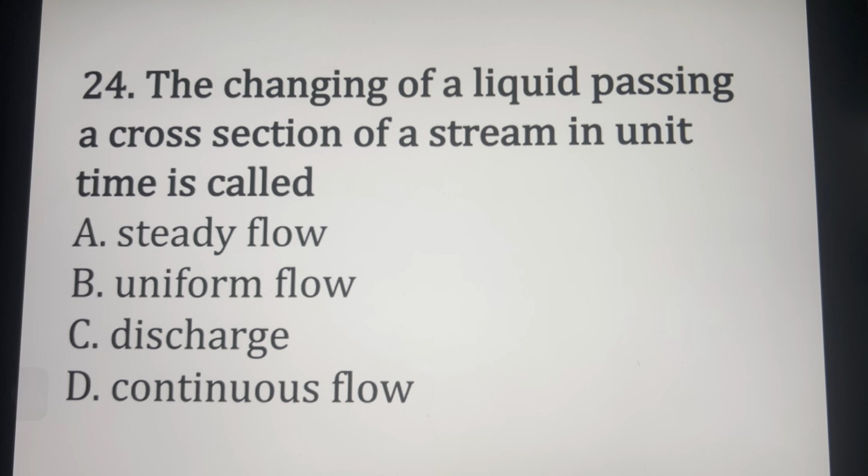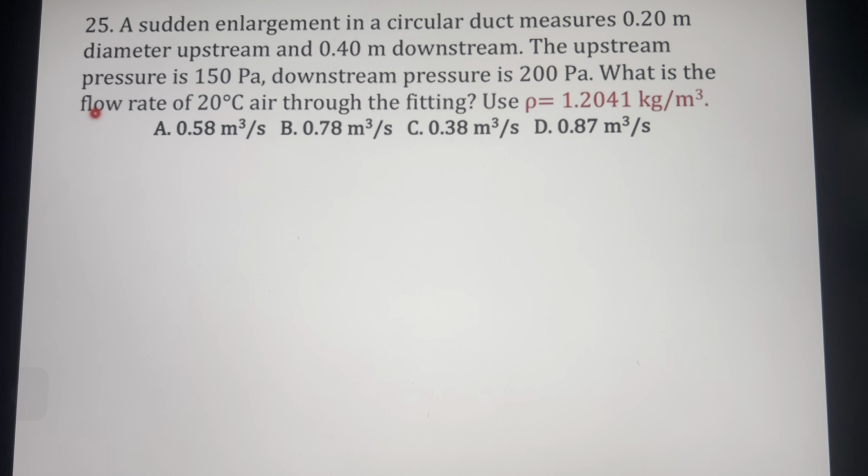The flow of a liquid passing a cross-section of a stream in unit time is called discharge. A sudden enlargement in a circular duct measures 0.20 meters diameter upstream and 0.40 meters downstream. The upstream pressure is 150 Pascal, downstream pressure is 200 Pascal. What is the flow rate of 20 degrees Celsius air through the fitting? Use density of air as 1.2041 kilograms per cubic meter.